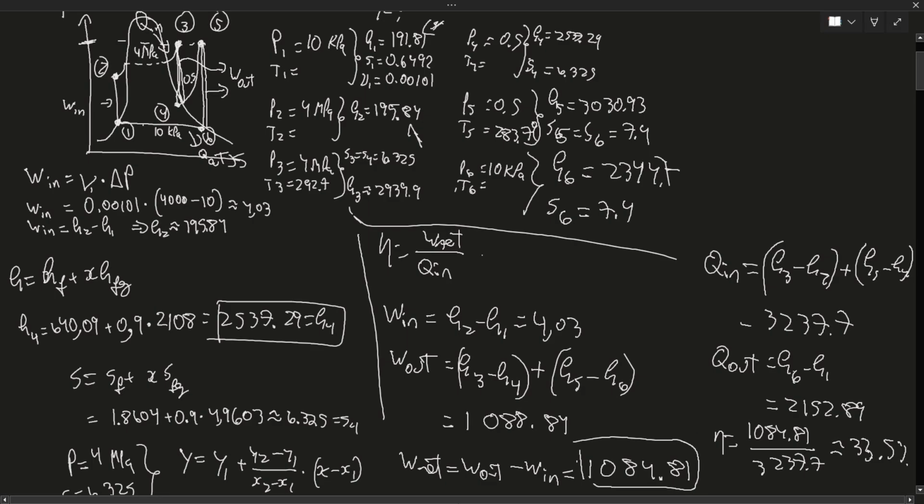You could either use W net divided by Q in, or 1 minus Q out divided by Q in. It's going to give you the same result, but that's how you solve a reheat Rankine cycle.